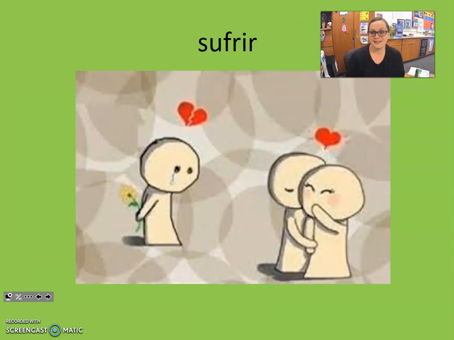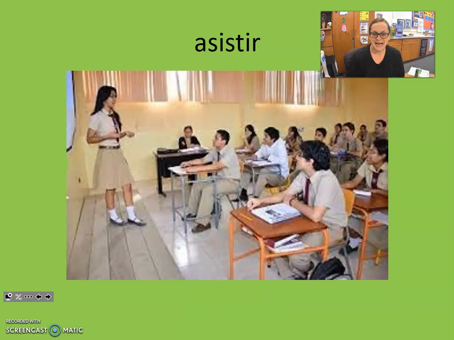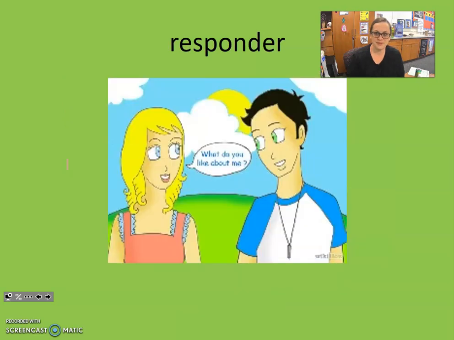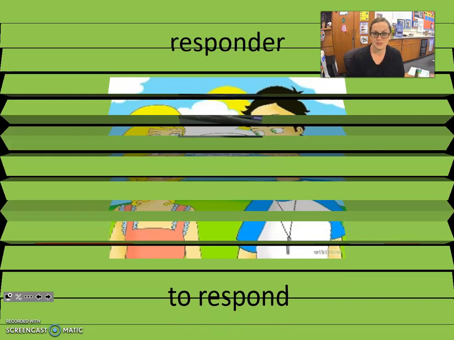Sufrir, something that many middle schoolers go through, right, with el amor. Sufrir, to suffer. Asistir is a false cognate. You would think it means to assist, but it does not mean that. Asistir means to attend. Responder means to respond.